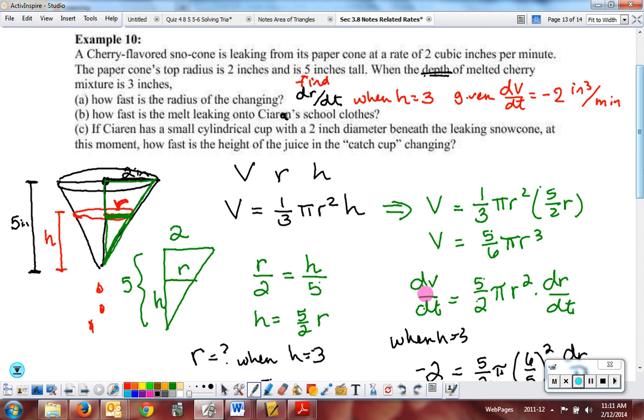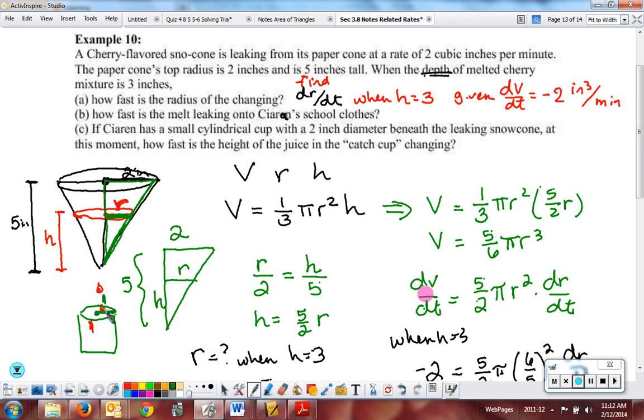Alright, so now we're going to add in, Kieran has a little cup. He decides he doesn't want it leaking on his clothes. So he takes his cup, he's going to put it right here at the bottom and collect the melt into it. The cup has a 2-inch diameter. Is that constant or variable? Constant, so we'll just go right ahead. If it has a 2-inch diameter, what is my radius? 1. So we'll just put a nice big 1 right there.